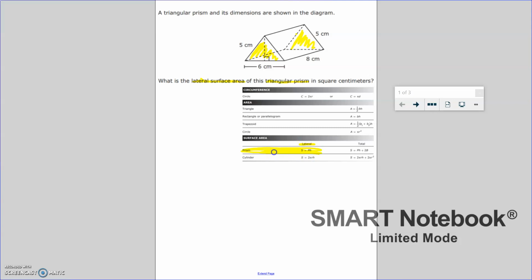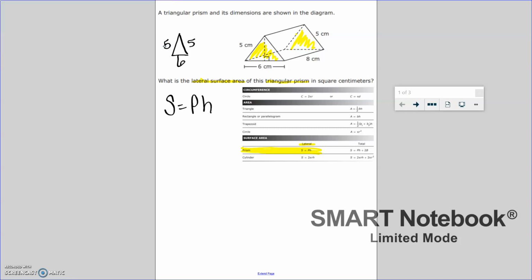So I'm also looking for lateral surface area of a prism. So I look here at my star chart and see which formula I need to use. My formula for lateral surface area is equal to perimeter of the base times height of the prism. So I'm going to draw out the base of my prism, which is a triangle, and label it. This is 6 centimeters, 5, and 5.